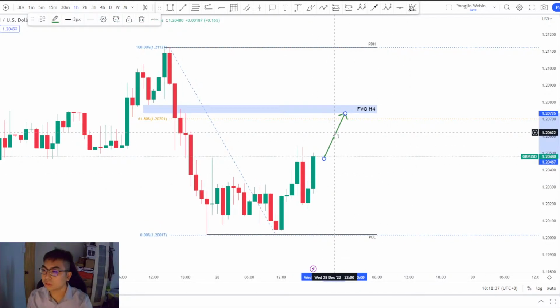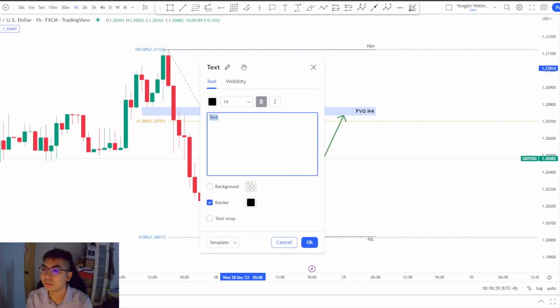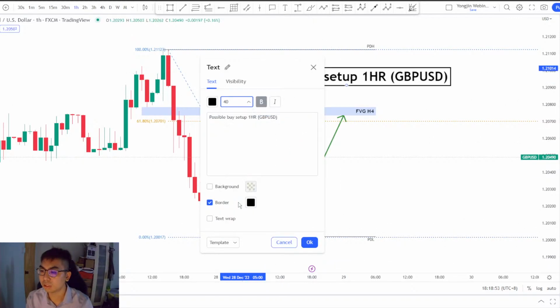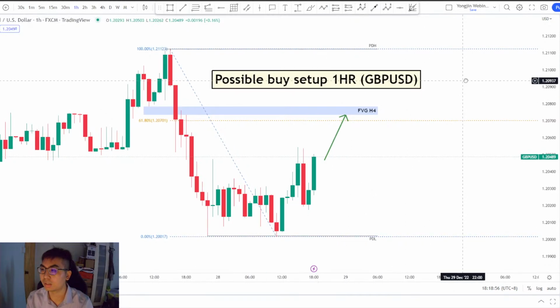I'll just screenshot this down and send it. Possible buy setup, 1 hour GBP USD. So let me just screenshot this down and then I'll send it.